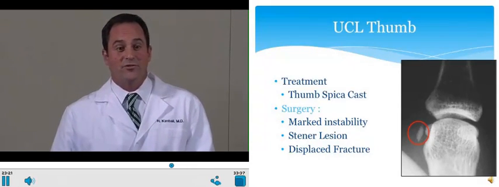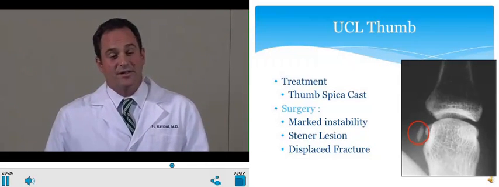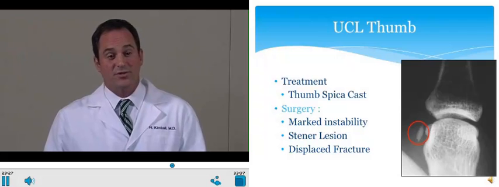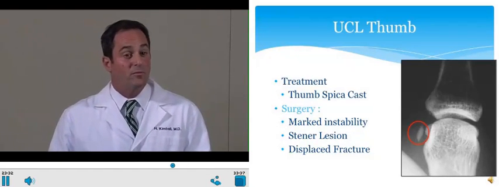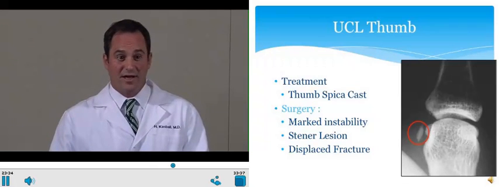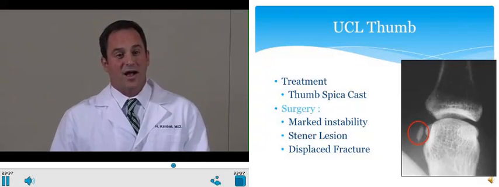For most ligament injuries that involve the thumb, most skiers' thumbs can be treated with a thumb spica cast or a removable splint. Those that require surgery, as I mentioned, are ones with really significant instability, this Stener lesion, or a displaced fracture.